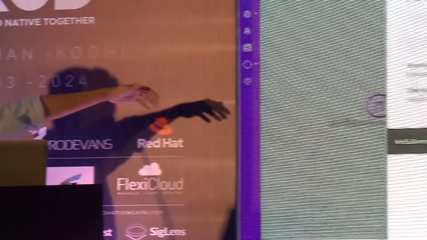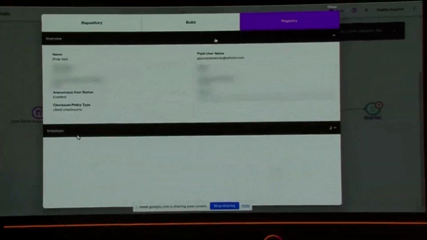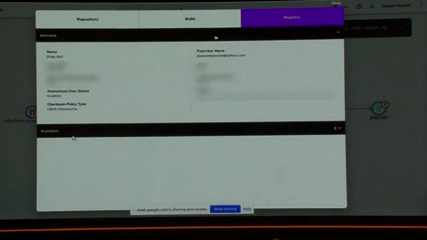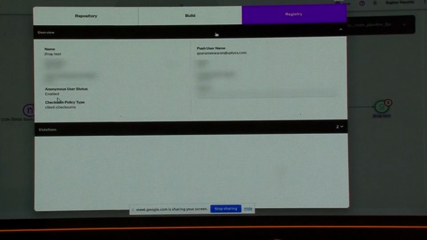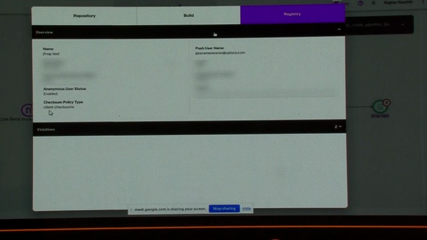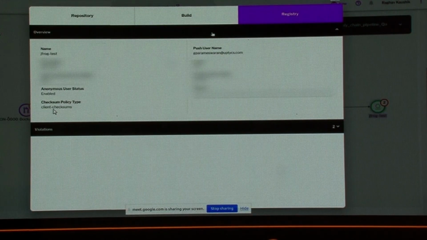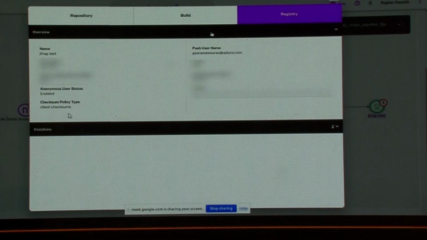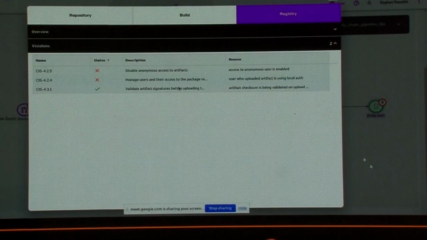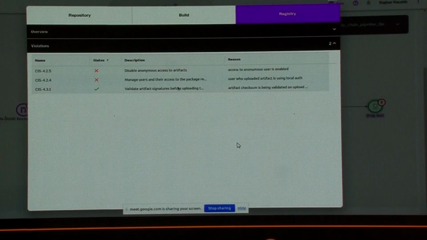Now moving on to the final part of the supply chain for this particular image, which is the artifactory, right? So you can see that there is some information here collected, which is anonymous user status and checksum policy type. These are configurations of your artifactory. It means that a user can pretend to be anonymous on your artifactory first of all, and the checksum policy for the repository in your artifactory or in your registry is client checksum, right? So why that was important was because we are running checks on that also.